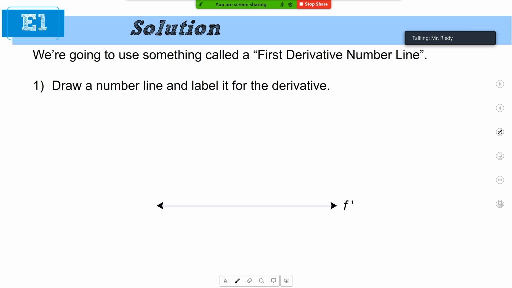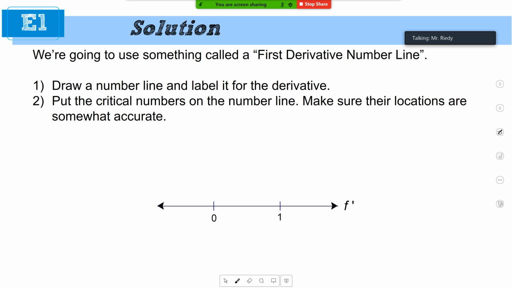So we're going to take a number line. We're going to label it f prime. This little f prime at the end is very important because later on we're going to have some other number lines and you need to distinguish that as an f prime number line. Okay? Step 2, put your critical numbers on there, 0 and 1. And then test some regions.